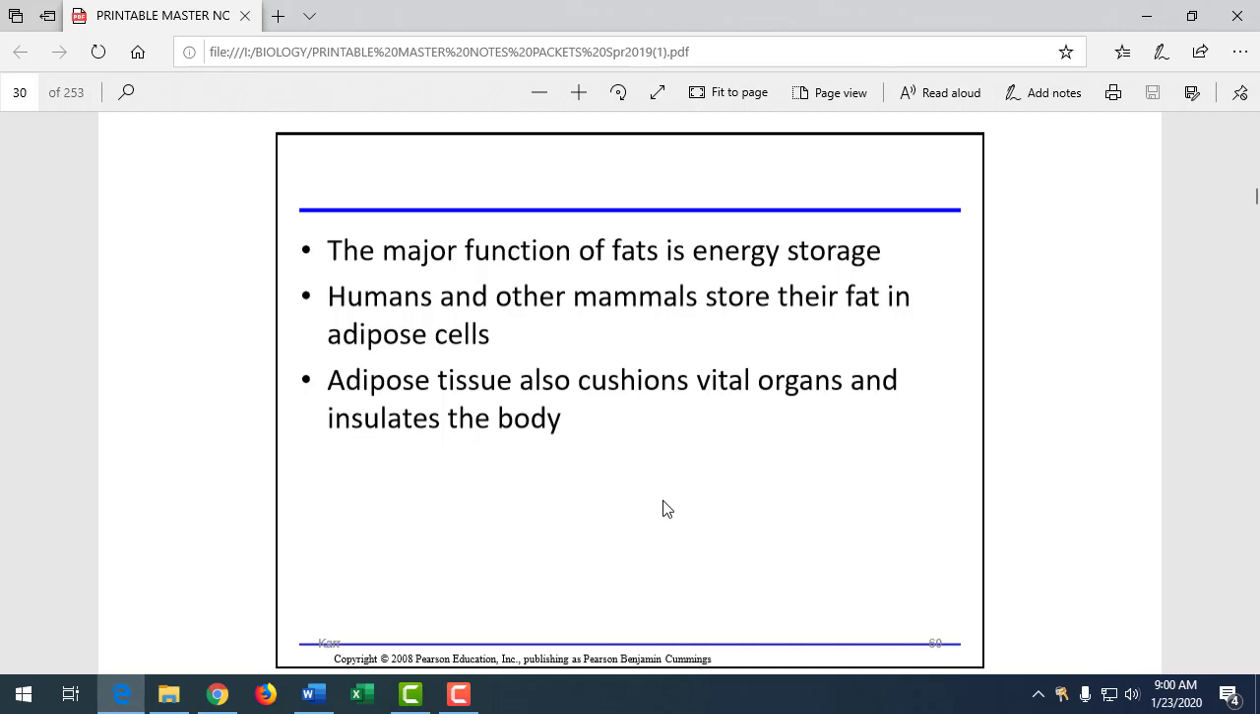Animals that live in really cold environments rely on fat for insulation. So fat is a really good insulator as well.